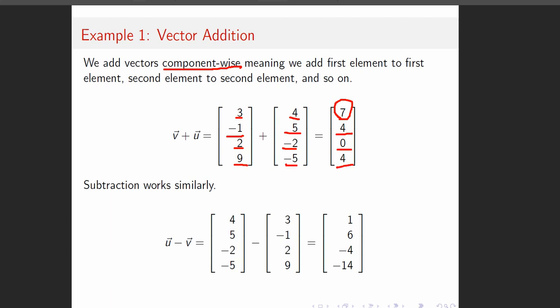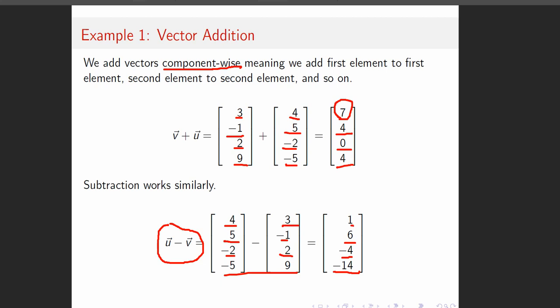And subtraction works the exact same way. Notice that I'm doing U minus V in the opposite order. So I have 4 minus 3 equals 1. 5 minus a -1 is 5 plus 1, so 6. -2 minus 2 is -4. And -5 minus 9 is -14.